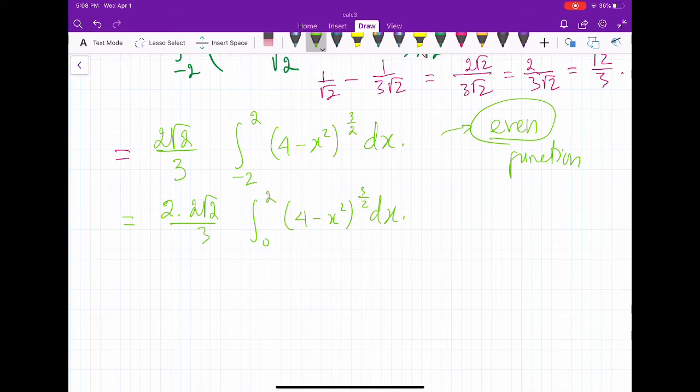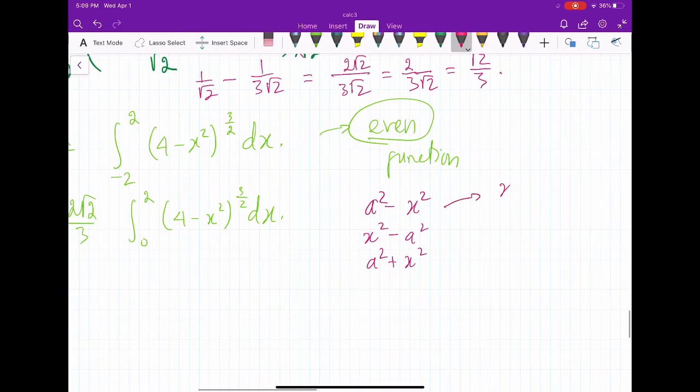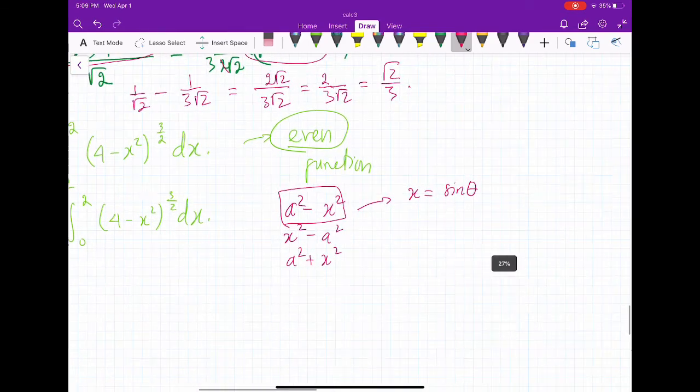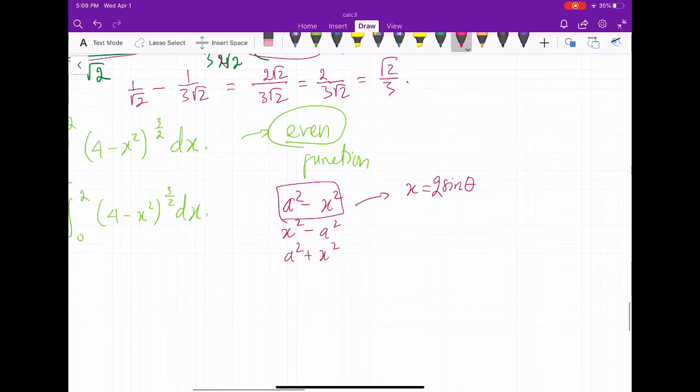Okay? Alright, so how to solve this integral? From calculus 2, you have different integrals involving trig functions. You have different forms like this: a squared minus x squared, x squared minus a squared, a squared plus x squared. Alright? So for this form, you would put x equal to sine of theta. Make sense? We are in this situation. So if I put x equal to sine of theta, I have the following. In this case, a is 2, okay? No, 2 sine of theta.